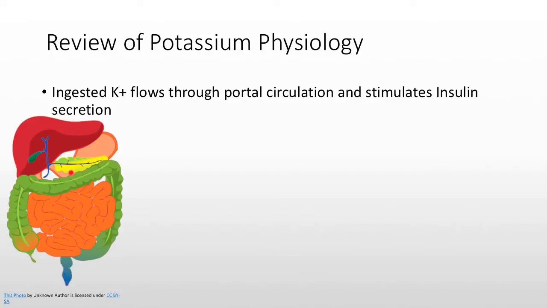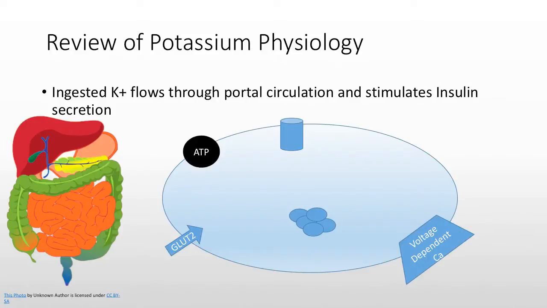Potassium then moves into the beta cells and causes the excretion of insulin. This is important because insulin then drives the potassium that you just ate into the other cells in your body. With that said, let's quickly review how insulin is produced and excreted from the pancreas.